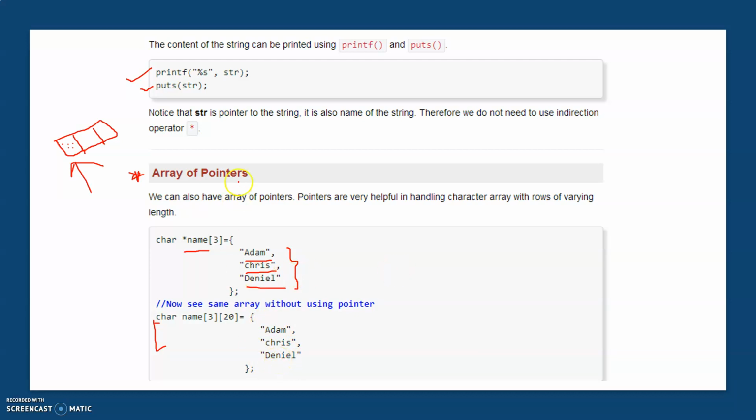So whatever I am writing here in character star name 3, Adam, then Chris, Daniel, that means name 3 is a character pointer array which will point to these 3 elements, and here I am doing it without using pointer, character name 3 20, Adam, Chris, Daniel. That means I have to initialize this thing, or I have to declare this thing, that means the column. Clear?